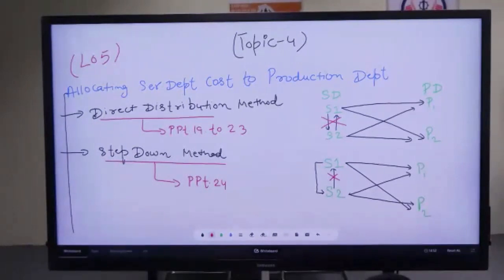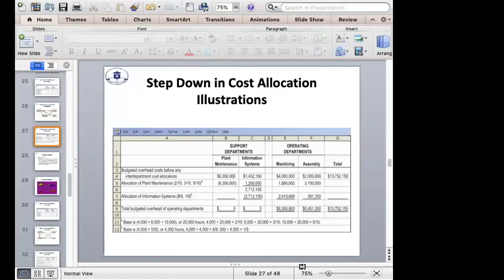Make sure nothing is wrong here. Okay, so this number will allocate. This number is multiplied by 8/9, which comes here. And this number is multiplied by 1/9, which comes from 500 divided by 4,500, which is 1/9. So this is multiplied by this.